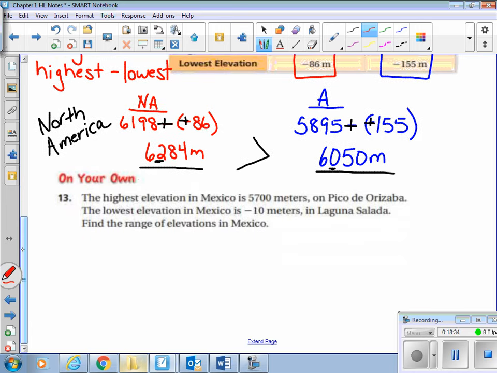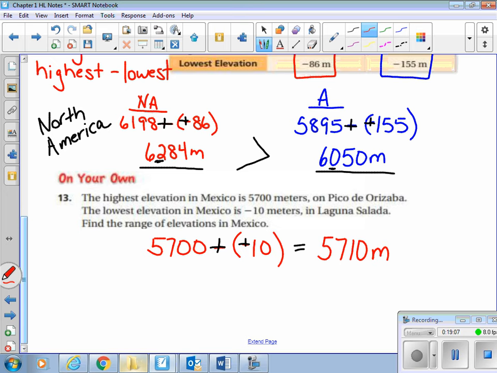So when you go to check it, you should have set up 5,700 minus negative 10. We're finding the difference of those two numbers. You're going to do keep change opposite because it's subtraction of integers. So 5,700 is my keep. I change from subtraction to addition, and the opposite of negative 10 would be positive 10. My signs are now the same, so I'm going to add those two numbers and keep that positive sign for 5,710 meters as the range in the elevations in Mexico.